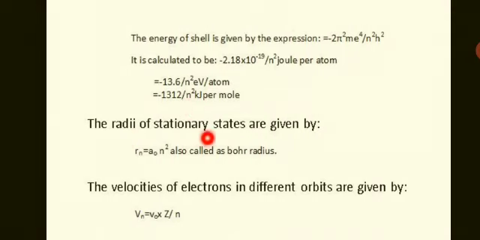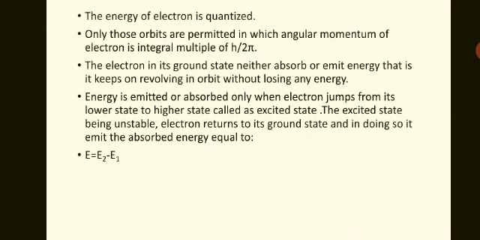The radii of the stationary states are given by Rn is equal to A0 n square, where A0 is called Bohr's radius, and the velocity of the electron in different orbits is given by Vn is equal to V0 into Z upon n, where Z is atomic number, n is the number of the shell, and V0 is the threshold velocity of electron. So the energy of an electron is quantized. Q is equal to ne.